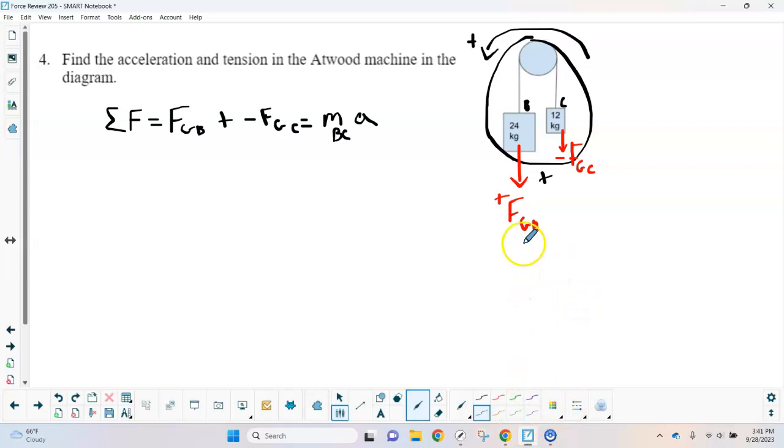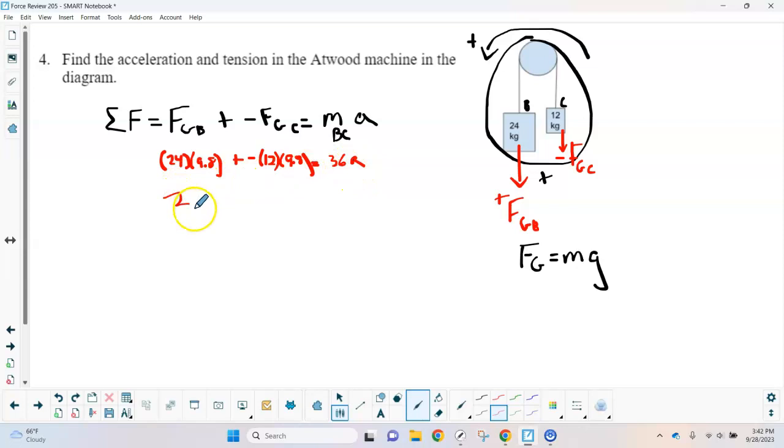Again, we're going to use FG is equal to mg for the gravity or weight calculation. So I'm just going to write out the numbers here. So this would be 24 times 9.8. And then we have negative, and that's going to be 12 times 9.8. And then when you add the two masses together, 24 and 12 is 36. And then A. So A is what we're going to solve for in this part of the calculation.